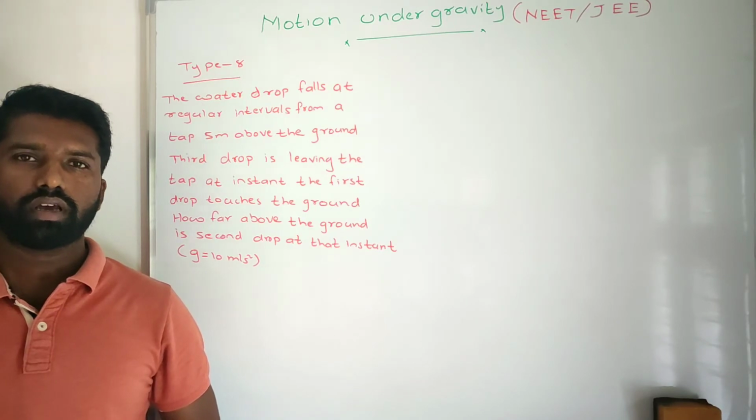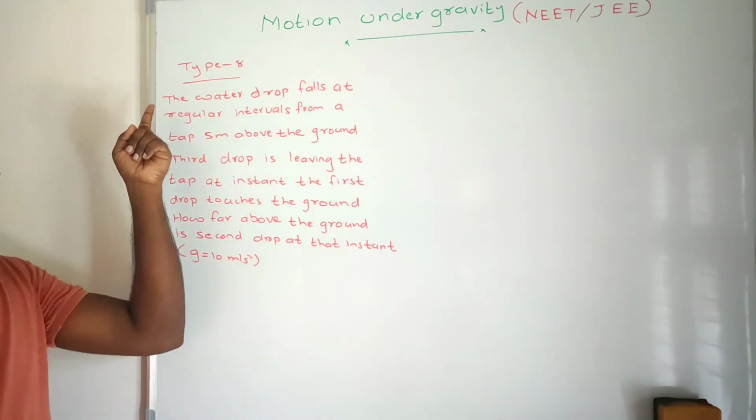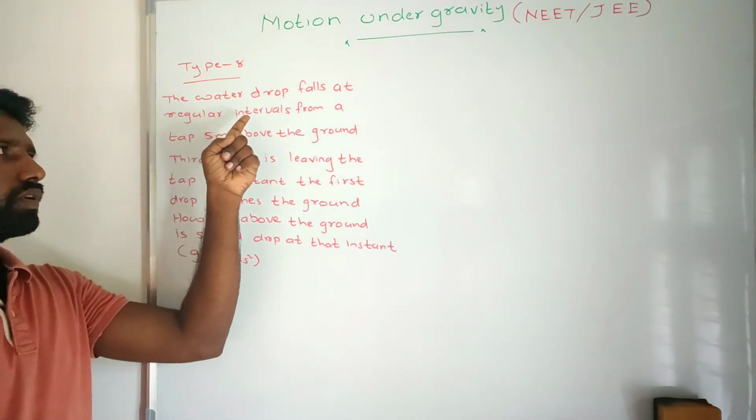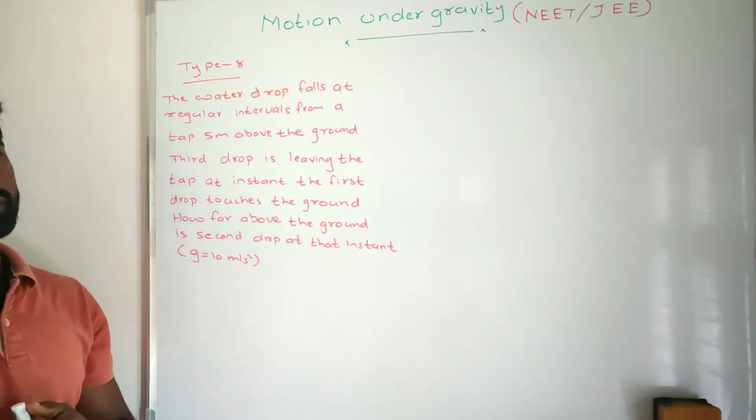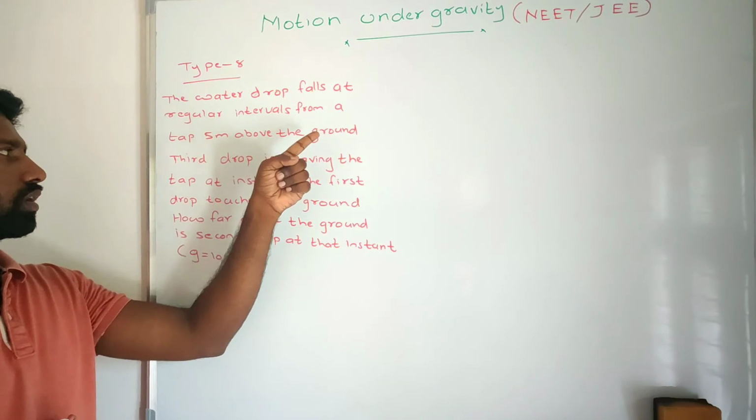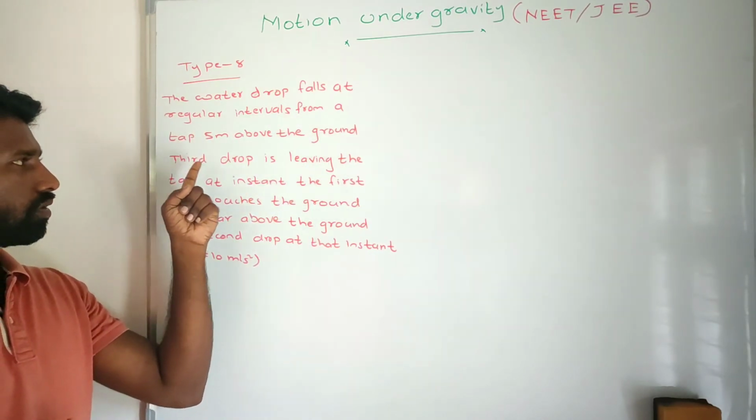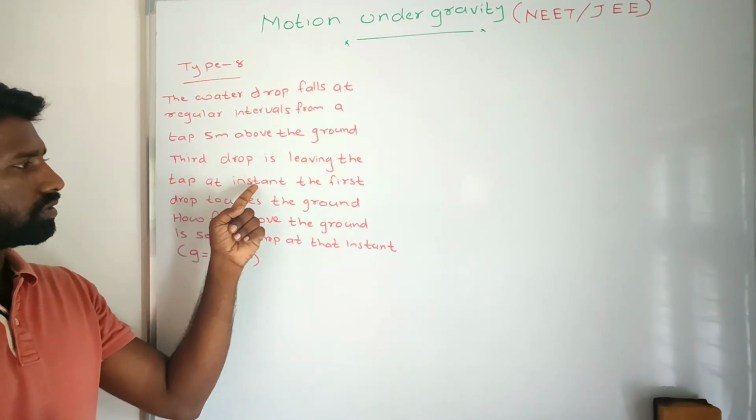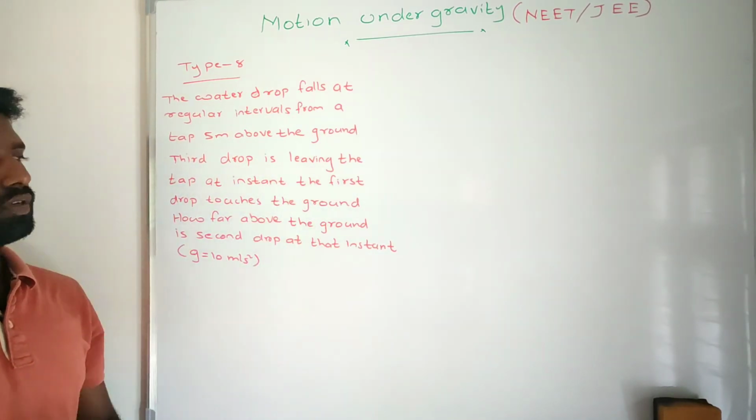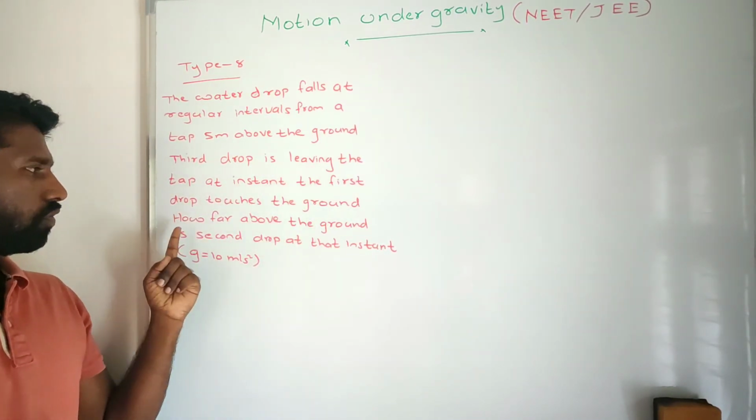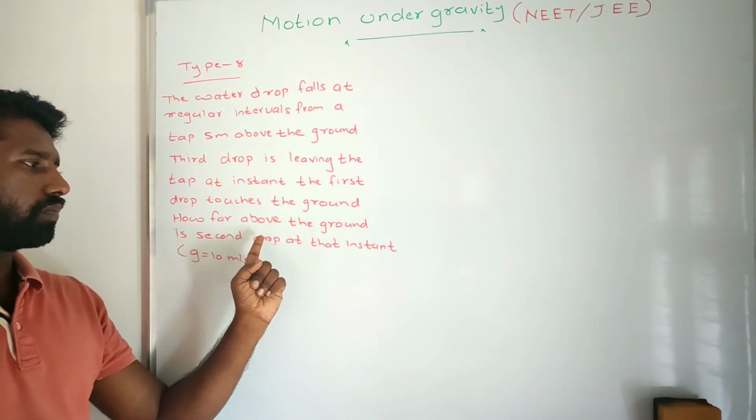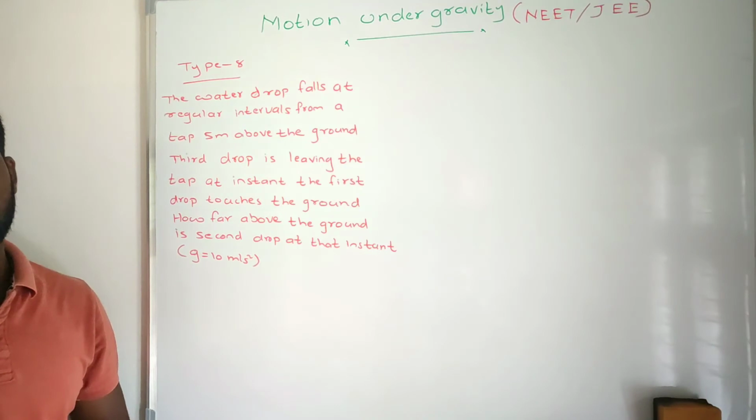Now we will see type 8. A water drop falls at regular intervals from a tap 5 meters above the ground. The third drop is leaving the tap at the instant the first drop touches the ground. How far above the ground is the second drop at that instant?